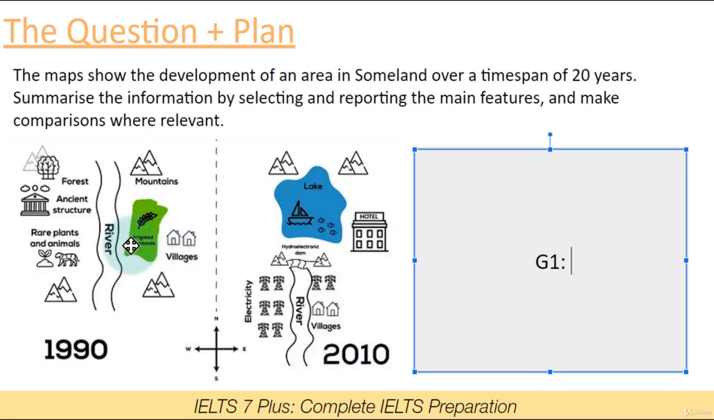So what I will do is quite simply group by date. So I'm not going to be making so many comparisons in my first detail paragraph. I'm just going to describe the map. I'm going to report the main features. But that doesn't mean that in group 2 I can't compare. So when I discuss and report map 2010, I'll be able to compare it to the first map. So I'll be able to say, for example, the irrigated farms in 1990 have been replaced by a hotel in 2010. So that would be an example sentence for my detailed paragraph 2.